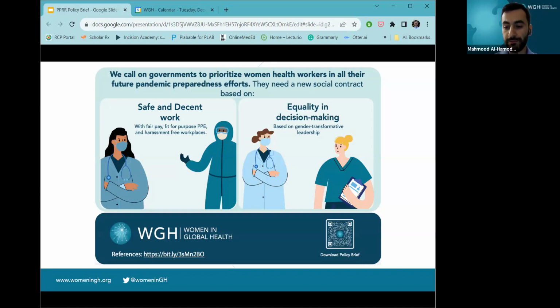In this policy brief, we call on governments to prioritize the safety of women health and care workers, to prioritize their empowerment and their equitable treatment in their future pandemic preparedness efforts, in their discussions regarding the pandemic agreement, in the implementation of the pandemic agreement after hopefully the member states agree on it, and in any national pandemic preparedness and prevention plans.